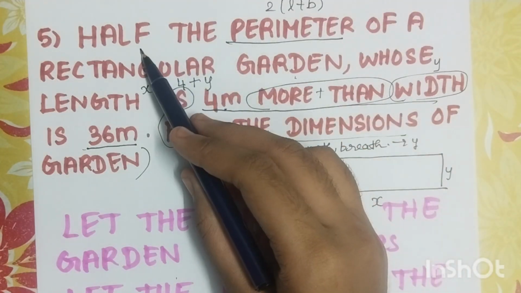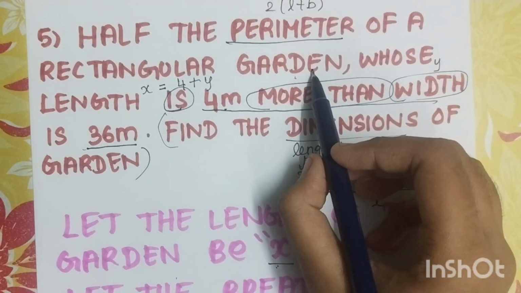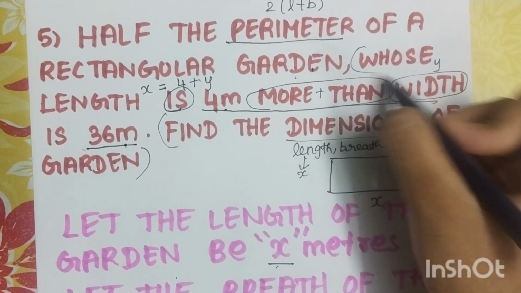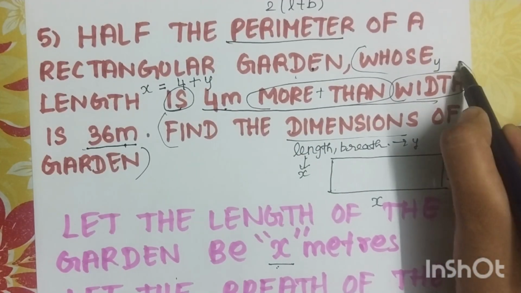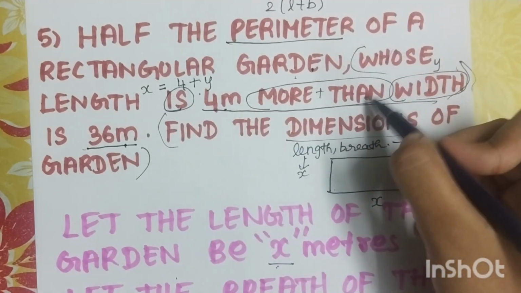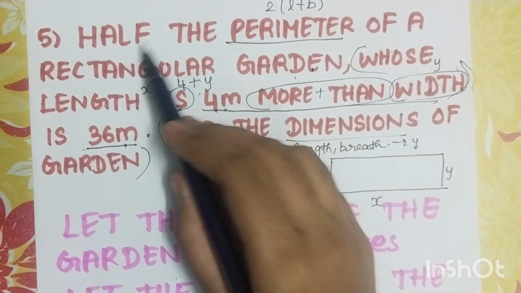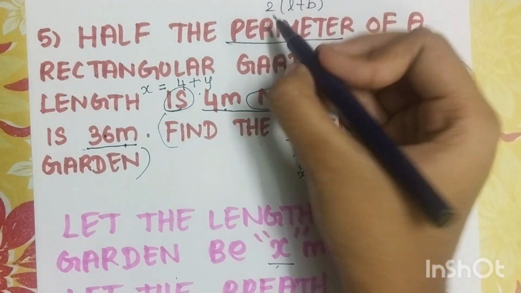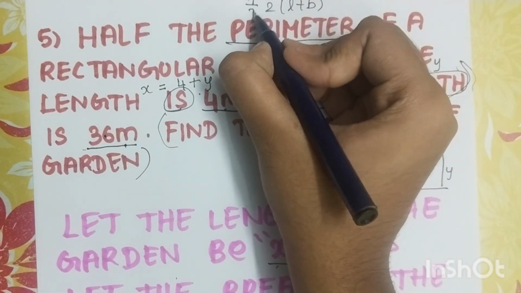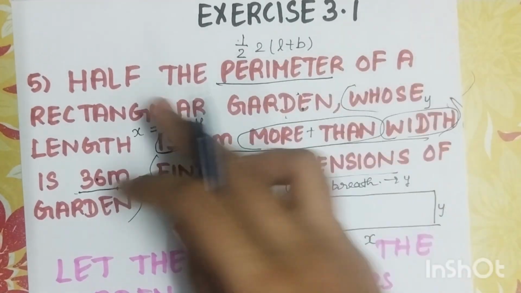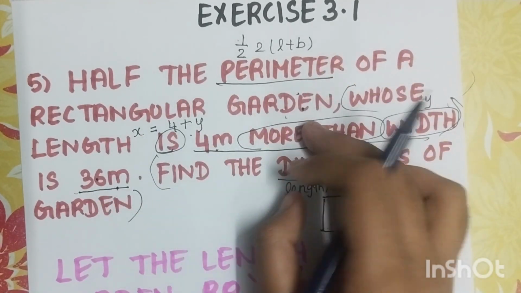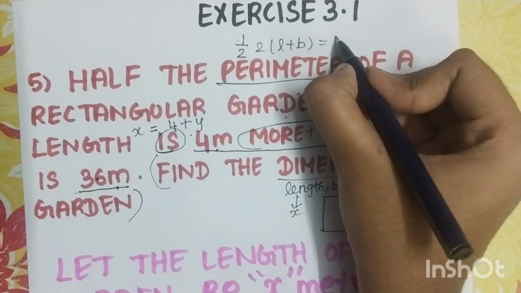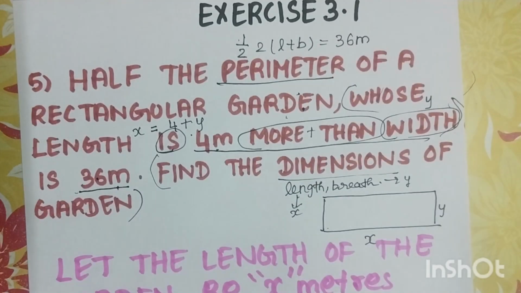Now they are saying that half the perimeter of a rectangular garden is 36 meter. You cut this part. Clear? You cut this part, because we have framed this equation, right? So you just omit this part and read the question. Half the perimeter of a rectangular garden is 36 meter. So half is nothing but 1 by 2, right? So half the perimeter of a rectangular garden, omit this because we have framed the equation here, is 36 meter, which is nothing but is equal to 36 meter.